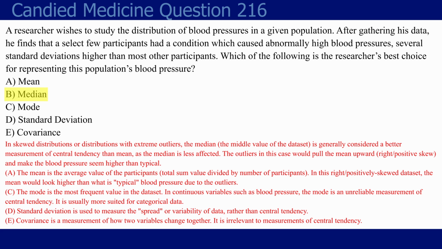Choice C, mode, again, like I said, even though this is not affected by outliers as much, it is not appropriate to use this for continuous variables most of the time because it's not a very reliable way to measure central tendency. You use it for categorical data.